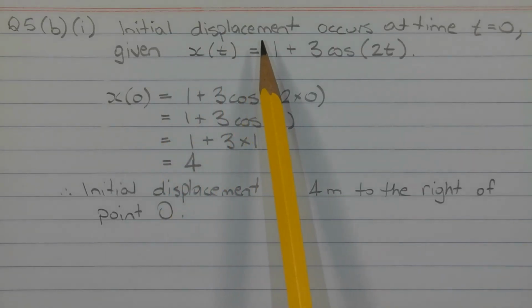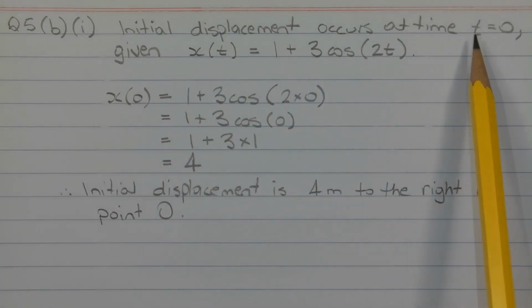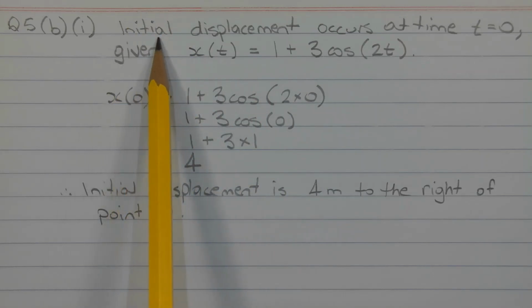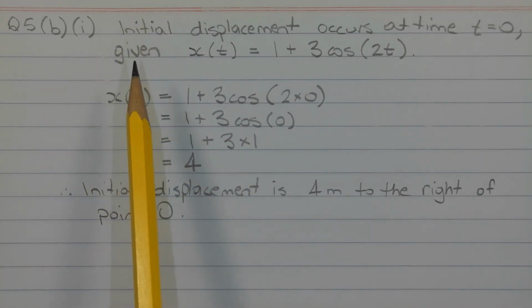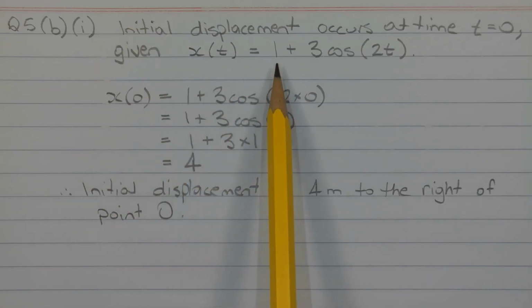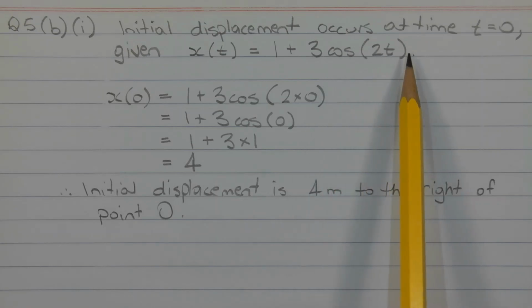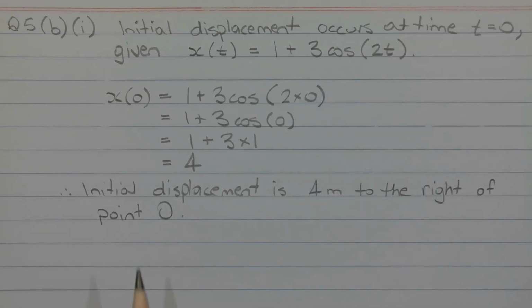The initial displacement of the particle occurs at time t equals 0. That's the meaning of the word initial in this context. Now, given x of t equals 1 plus 3 times cos of 2t, letting t equal 0, we have x of 0 equals 1 plus 3 times cos of 2 times 0.